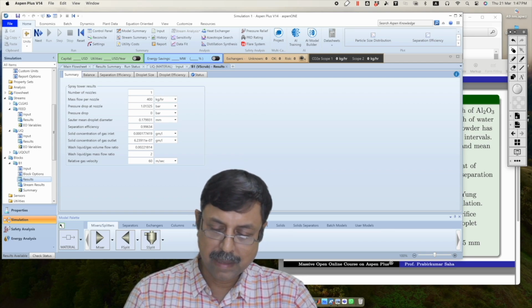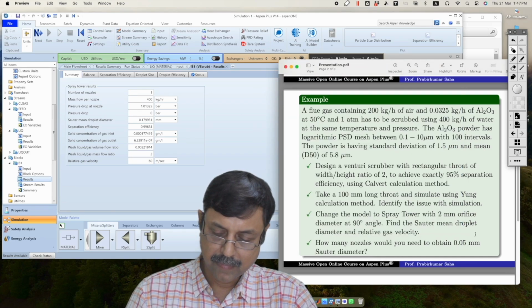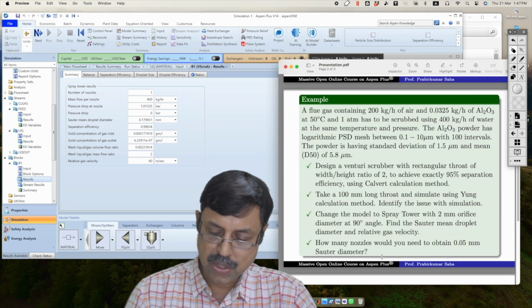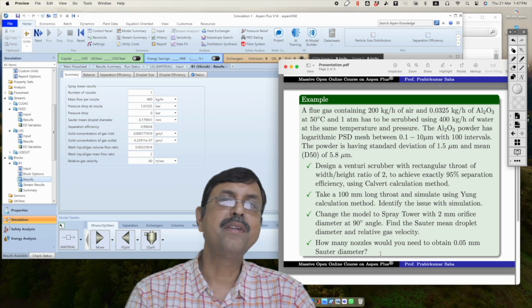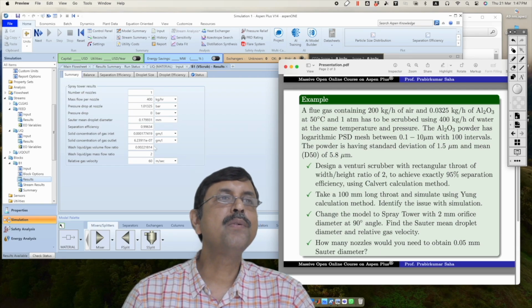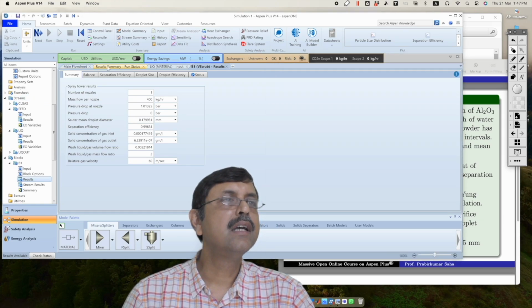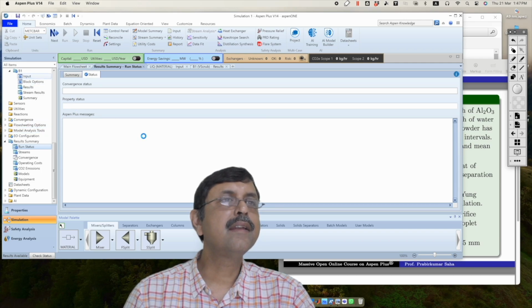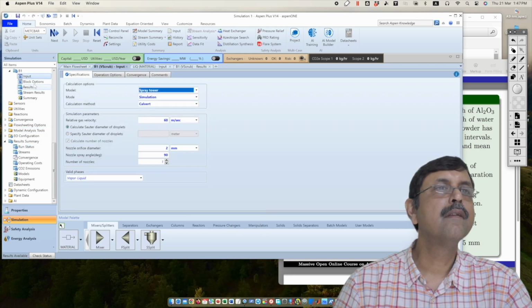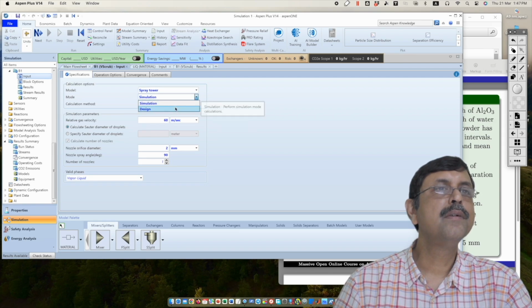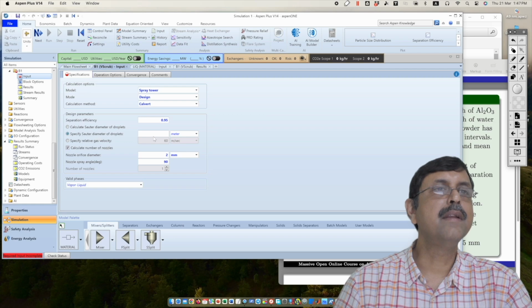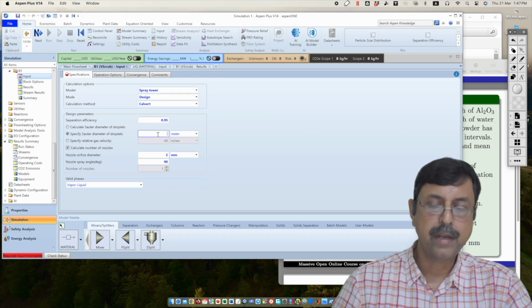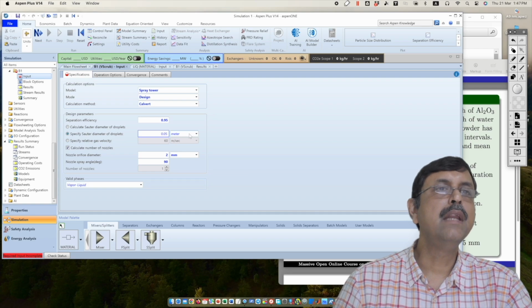So the fourth problem, they are saying, how many nozzles would you need to obtain 0.05 millimeter Sauter diameter? So here they are asking you to design. Okay. So go to the input once again. Put it in design mode. And specify the Sauter diameter to be 0.05 millimeter.